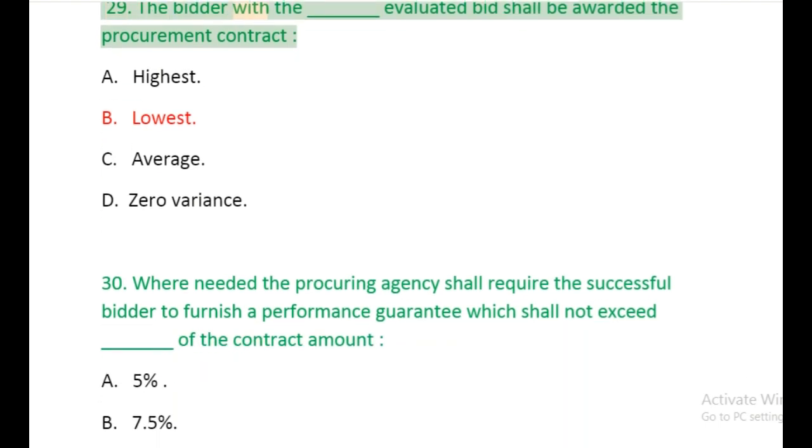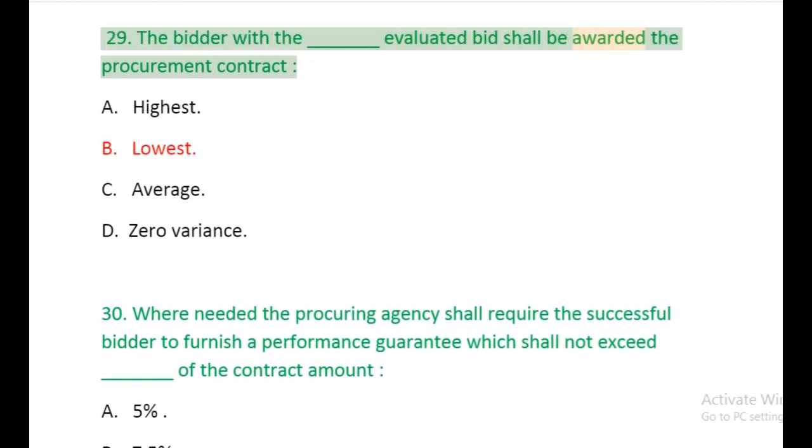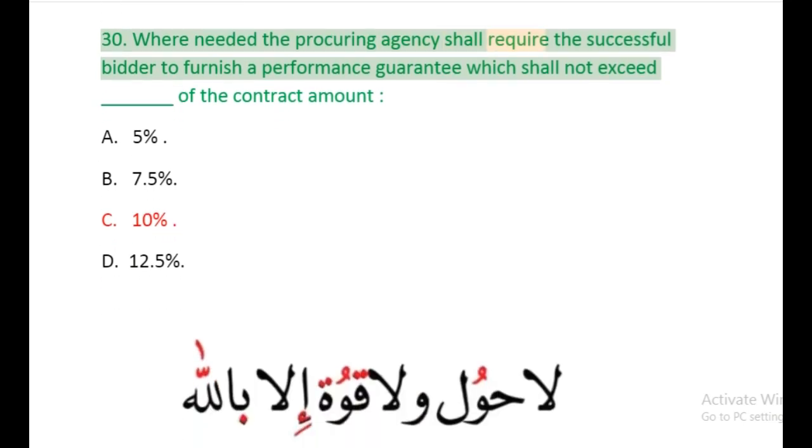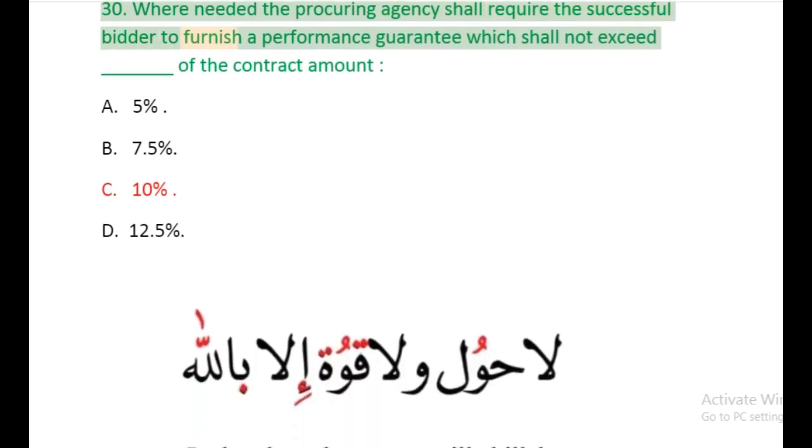29. The bidder with the evaluated bid shall be awarded the procurement contract. A. Highest. B. Lowest. C. Average. D. Zero variance. 30. Where needed, the procuring agency shall require the successful bidder to furnish a performance guarantee which shall not exceed of the contract amount. A. 5%, B. 7.5%, C. 10%, D. 12.5%.